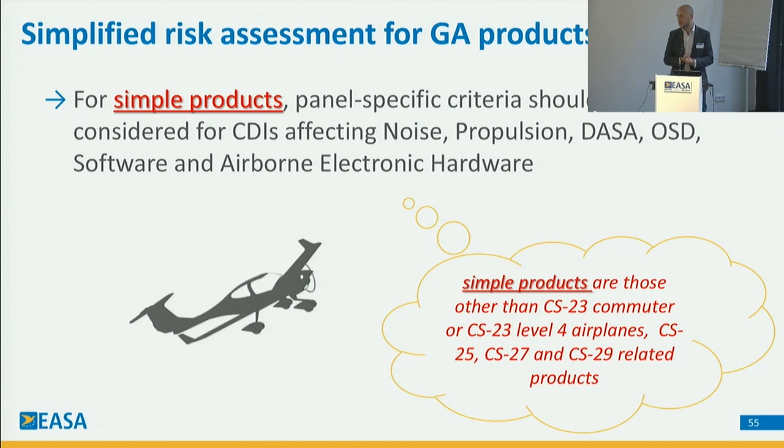So for simple products, as you can see, software is applicable. What's not applicable is, for example, the appendix for avionics. And if we read through the avionics part, we had the example some slides before. For most of the simple products, this attachment doesn't make sense. If you try to apply it, you will probably fail.